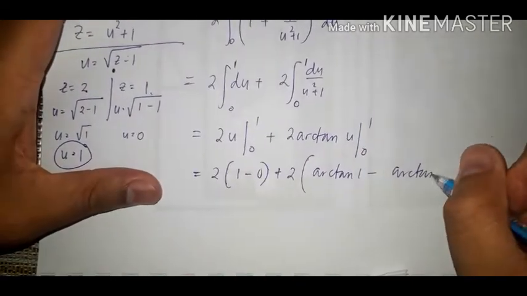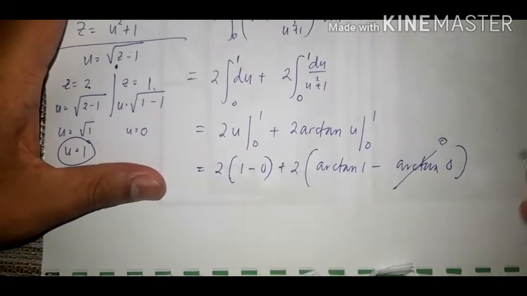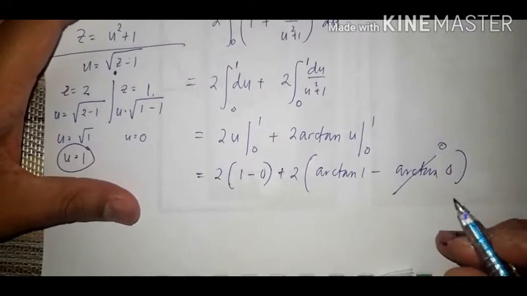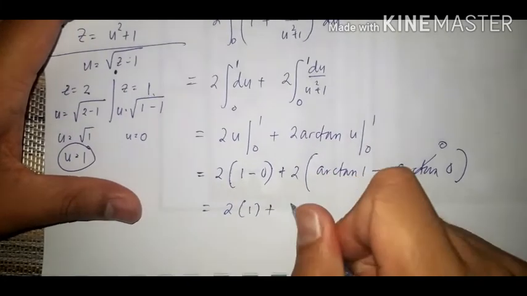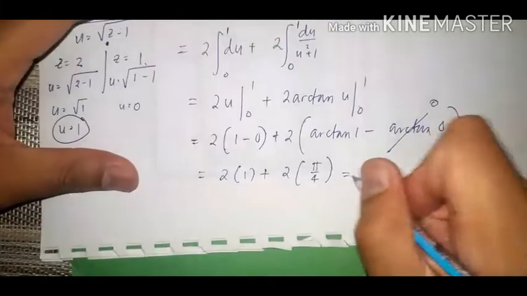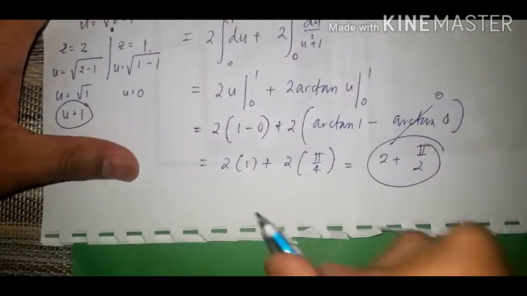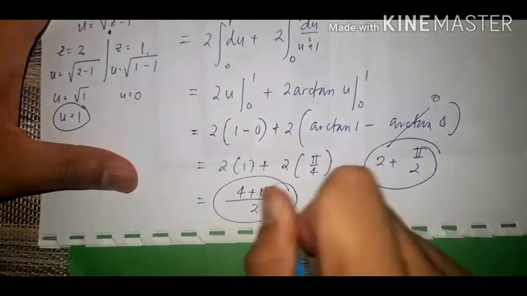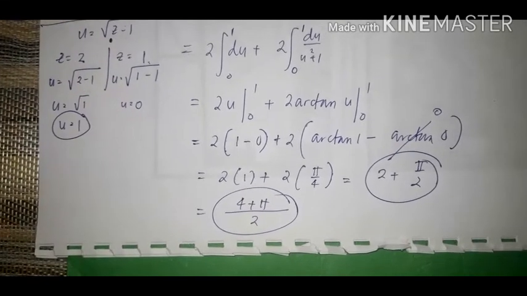minus arctangent of 0. But arctangent of 0 is 0 because tangent of 0 is 0. Arctangent of 1 is pi over 4, which is 45 degrees. So this is 2 times 1 plus 2 times pi over 4. So this is simply 2 plus pi over 2, or 4 plus pi over 2. So the answer there is 4 plus pi divided by 2.